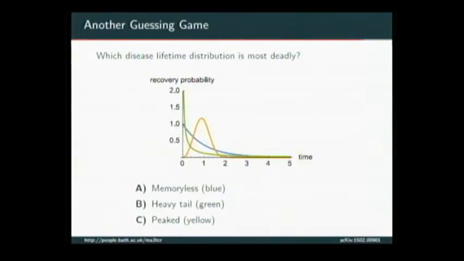Would you like to have a memoryless one, sort of exponential, constant chance of getting better? Would you have a heavy-tailed one, so most things recover very quickly, but some of them stay sick for ages and ages? Or would you go for something sharply peaked, like the yellow? Okay. So who votes for A? You have to vote.